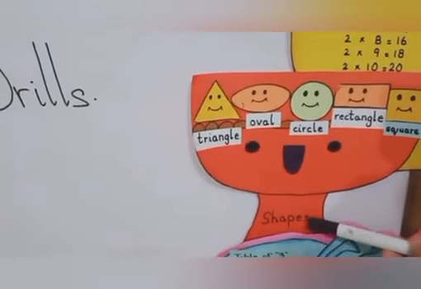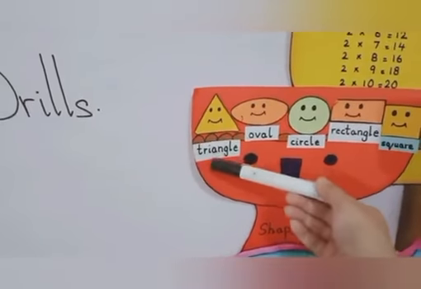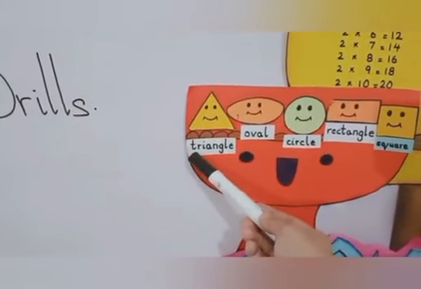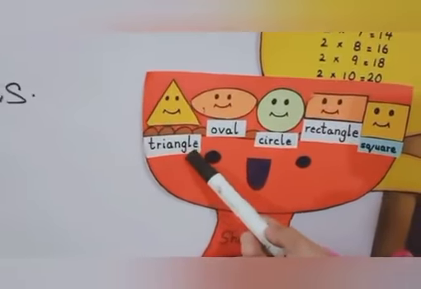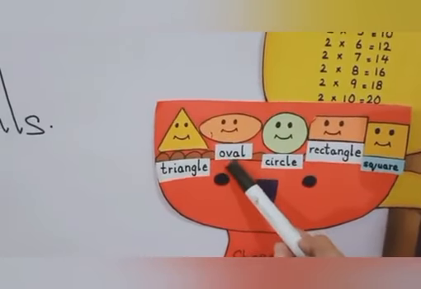Now we will do the oral drill of shapes. Which shape is this? Triangle. What is the spelling of triangle? T-R-I, T-R-I, A-N-G-L-E, triangle. Oval, O-V-A-L, oval.